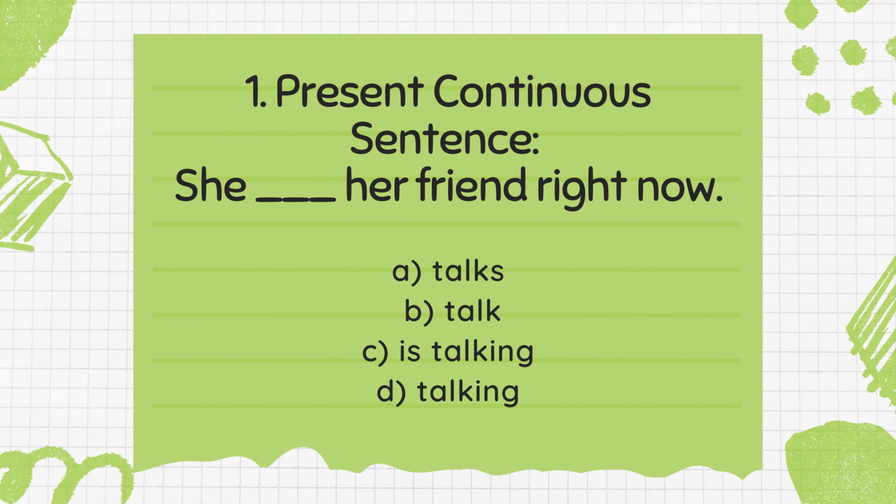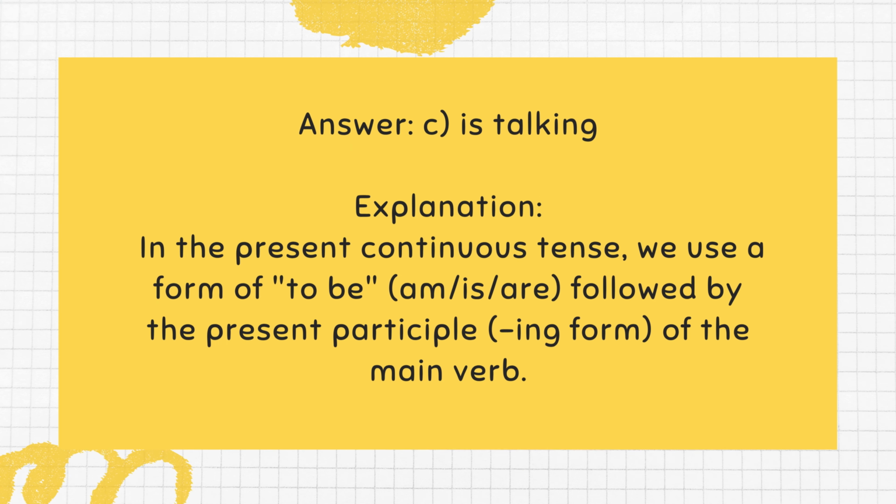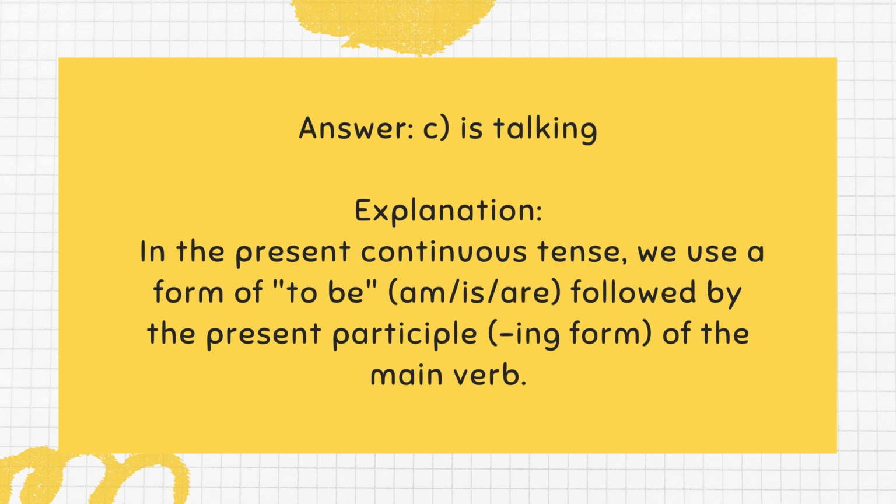Let's get started. 1. Present continuous sentence. She, her friend right now. A, talks. B, talk. C, is talking. D, talking. The answer is C, is talking.